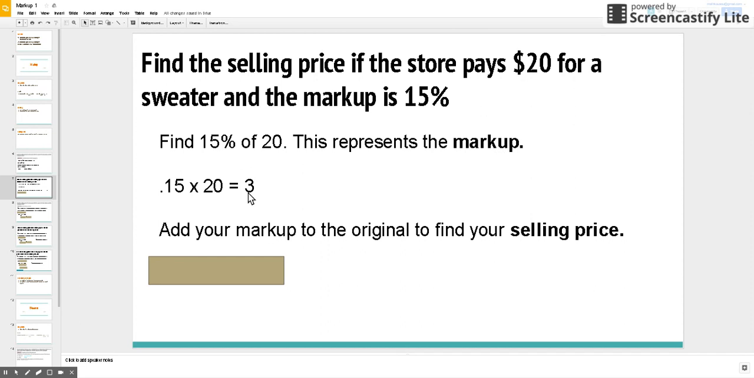And then you're going to add whatever you get for your markup, which is 3, plus your original, which is 20, to get your selling price, which is $23. Okay, so you add up your original plus your markup to get your $23. So even though the store got the sweater for $20, they're actually selling it to you for $23.